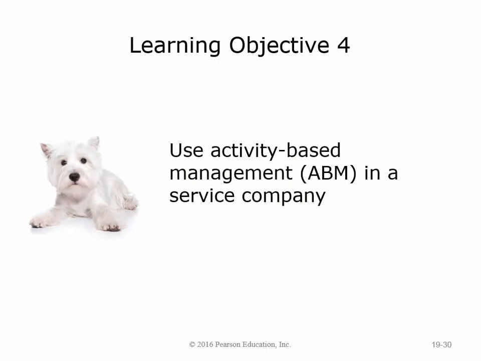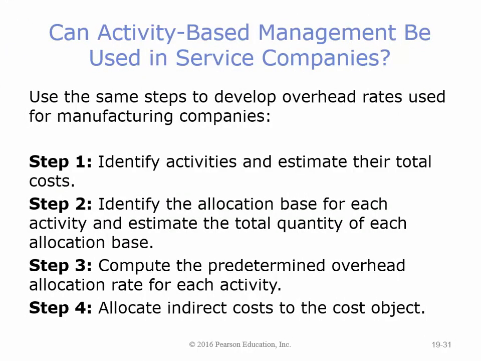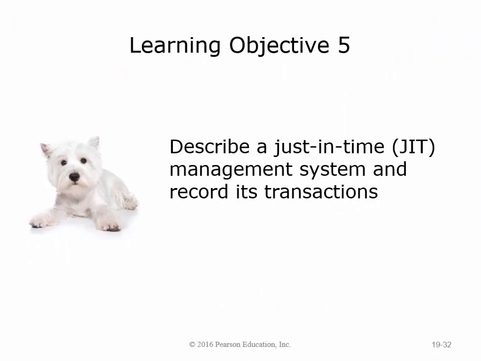So activity-based management. We've talked about activity-based costing in a production or manufacturing company. Well, you can use similar models or mindsets in a service-based company. It's the same idea. Identify activities and estimate their total costs. Identify the allocation basis for each activity. Compare the predetermined overhead allocation rate, and then allocate the indirect costs to the cost object. So same concept. Not really any different, okay?